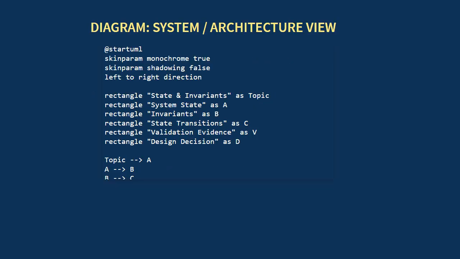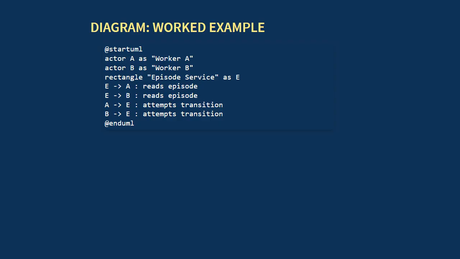This diagram illustrates how the various elements we discuss connect to one another. What's the main takeaway from this architecture? The key point is whether the relevant invariants hold true when faced with execution pressures. In our worked example, we look at an episode service where two workers might be reading an episode record concurrently. What could go wrong in this scenario? If both workers attempt state transitions simultaneously, it could lead to violations of our invariants.